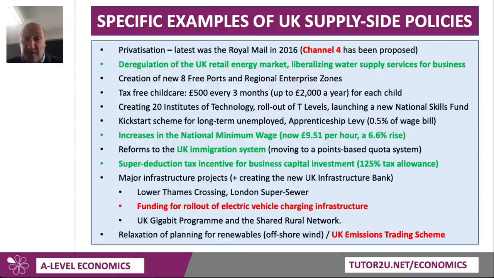The big increase in the minimum wage is a supply-side policy. The reforms to immigration post-Brexit represents a change in labour supply policy. Big one there, a lot of small businesses are using the super deduction tax incentive. So that basically gives you a 125% tax allowance for investments in new computers and things. You can write that off against your corporation tax. And then those big infrastructure projects.